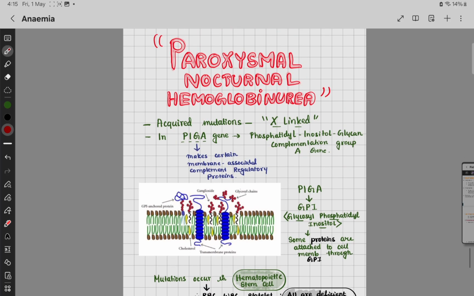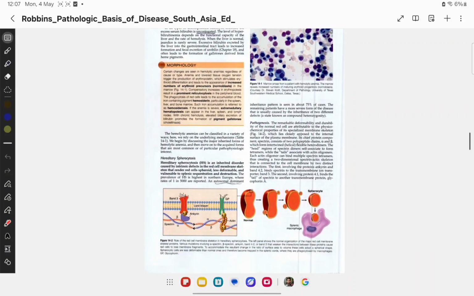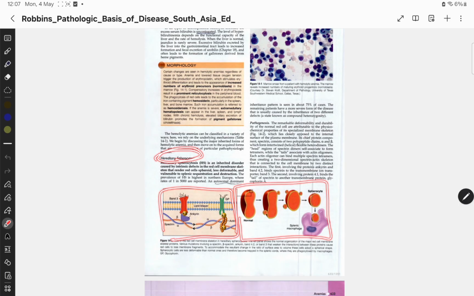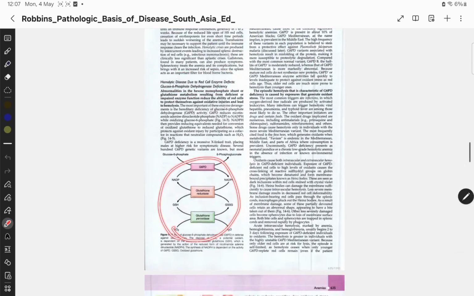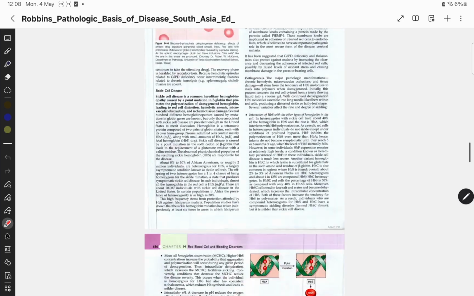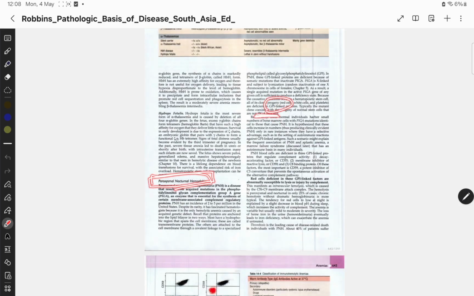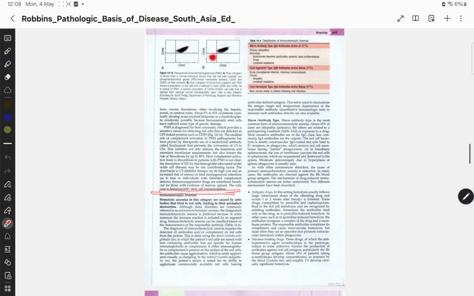Now you can go and read the same topic from Robbins. Today I have covered hereditary spherocytosis, G6PD deficiency, and paroxysmal nocturnal hemoglobinuria. In the next class, we will be covering the rest of the diseases under hemolytic anemias.